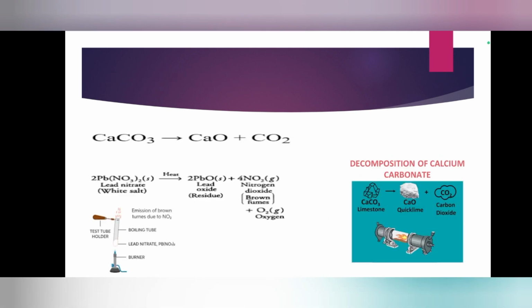Another example is lead nitrate. When it absorbs heat energy, it decomposes to form lead oxide, nitrogen dioxide, and oxygen. One more thing, we can easily identify the presence of nitrogen dioxide by the emission of brown fumes. In the test tube, once this substance has been heated, we can notice the production of different substances. Another example is calcium carbonate, which decomposes to form calcium oxide and carbon dioxide. These are certain examples for decomposition reaction.